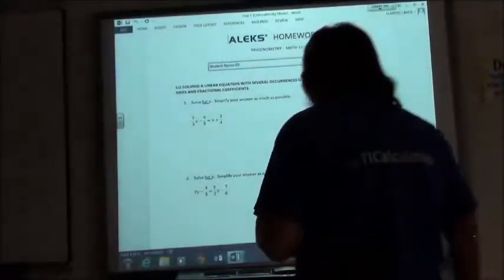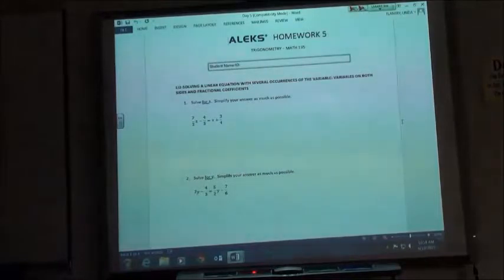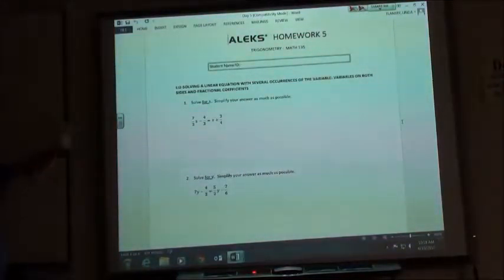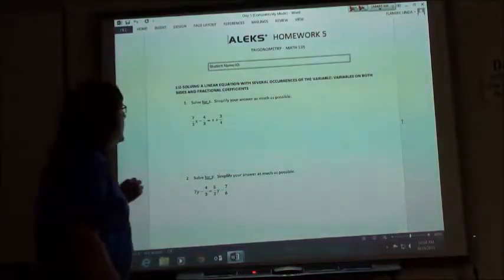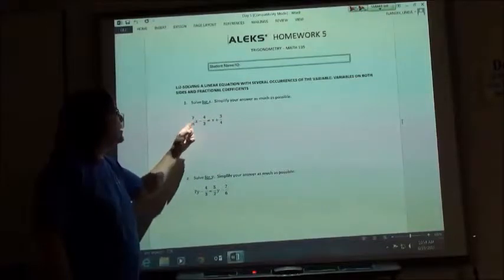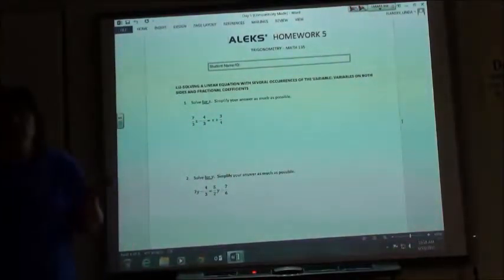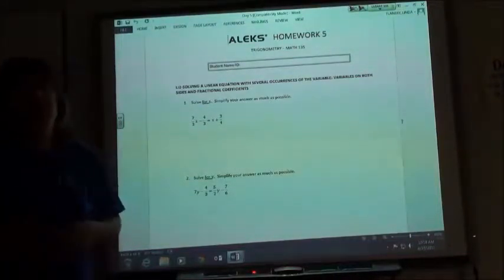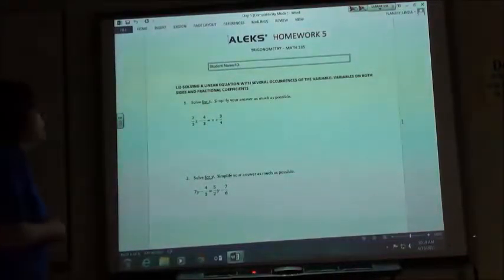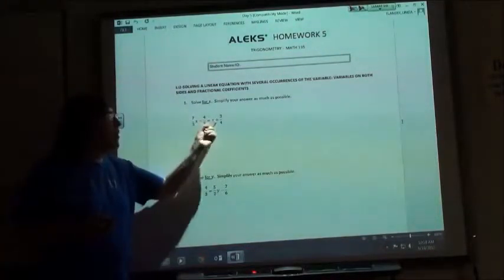Trig Homework 5 starts off with solving a linear equation with several occurrences of the variable, variables on both sides, and fractional coefficients. We know that whenever we have fractions in our equation we could subtract the x and add the 4/3, but then we end up having to add and subtract fractions, and then we have to get rid of our coefficient by multiplying by the reciprocal, and there's a lot of room for error. So another way to solve this problem is to get rid of the fractions first.